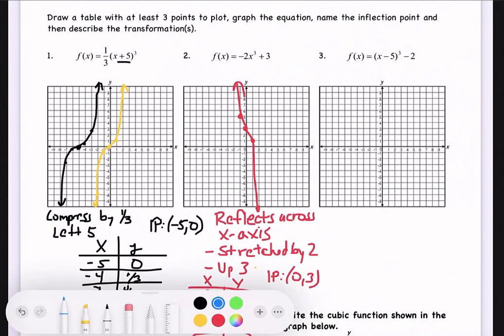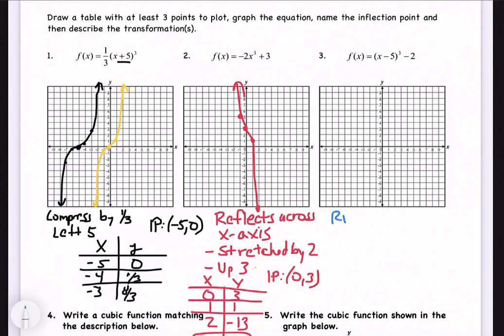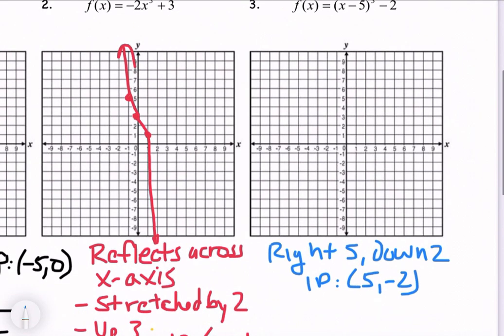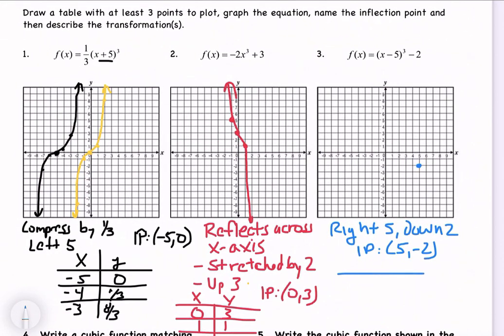And then our last one, x minus 5 cubed minus 2 means right 5 and down 2. So when we move right 5 and down 2, our inflection point is at (5, -2), right there. And then plugging in x and y, so we know (5, -2). And then I'm going to pick 6.